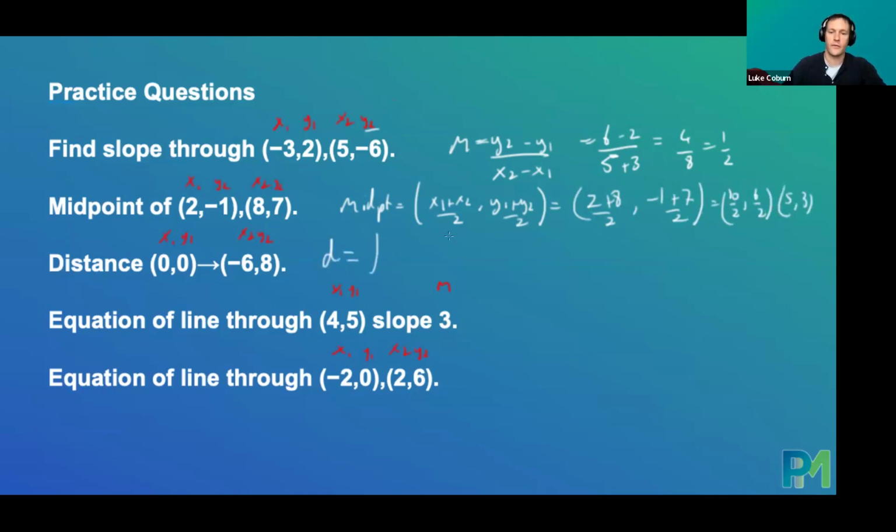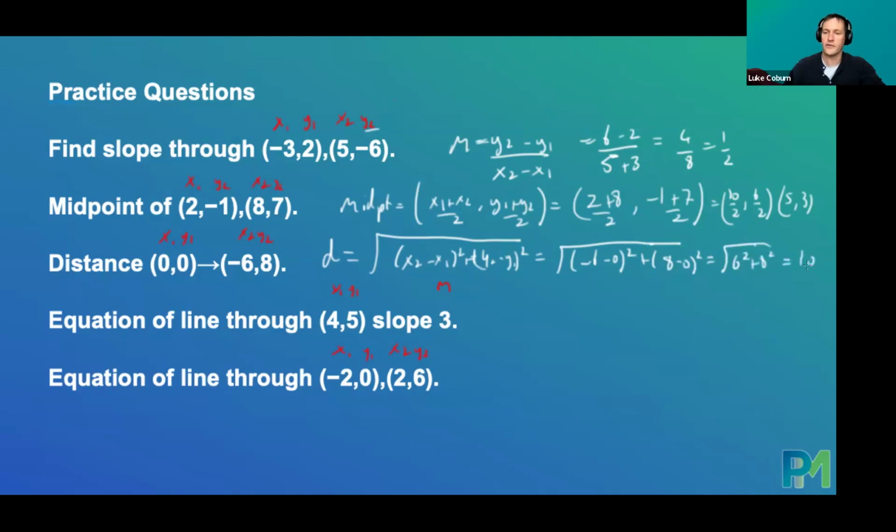Distance formula. So the distance formula is the square root of x2 minus x1 squared plus y2 minus y1 squared, which will be then the square root of, let's say, x2, which is 6 minus 0 all squared, plus 8 minus 0 all squared. So that's going to be the square root of 6 squared plus 8 squared, which ends up being equal to 10. Okay, slope formula y minus y1 is equal to m times x minus x1. This is going to be y minus 5, 3 times x minus 4. Then just multiply out, finish everything off.